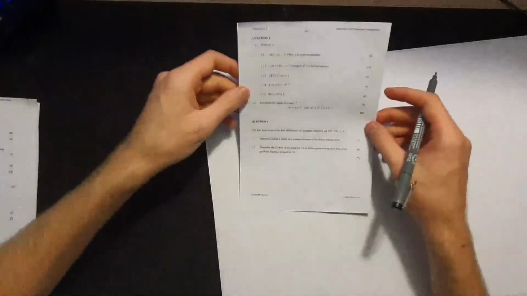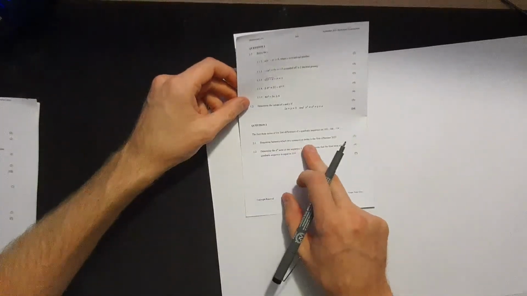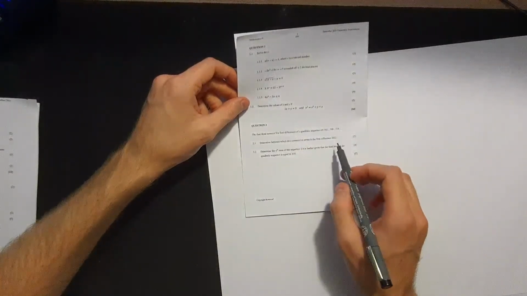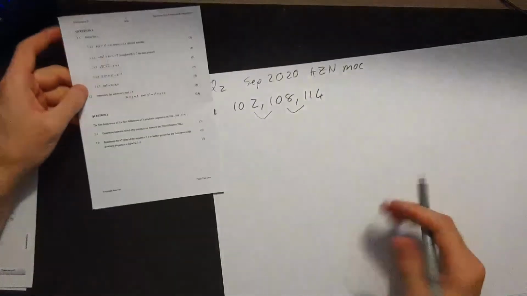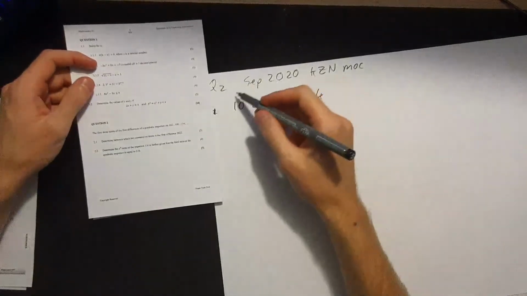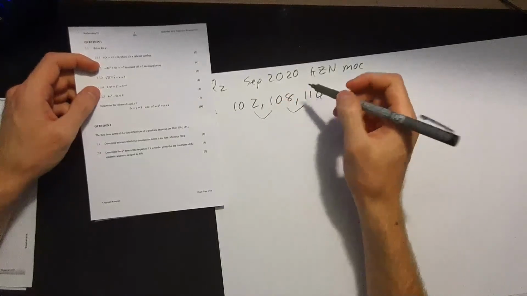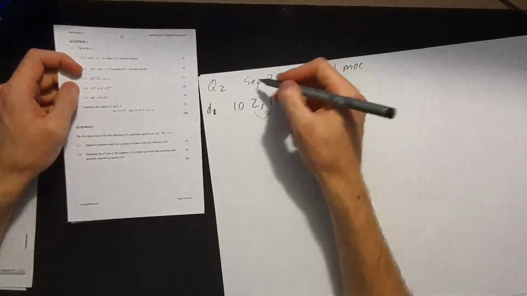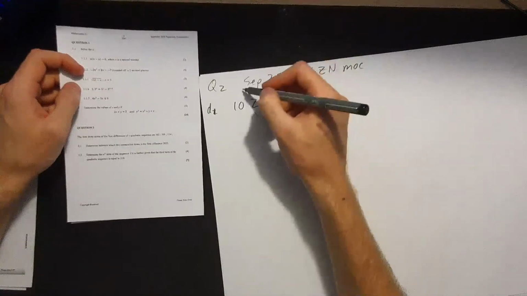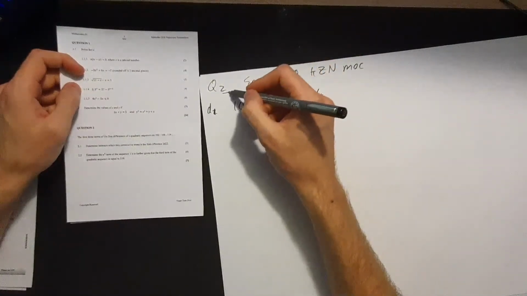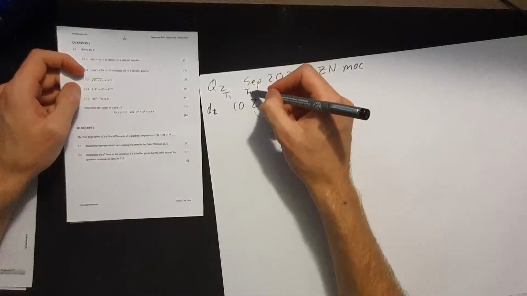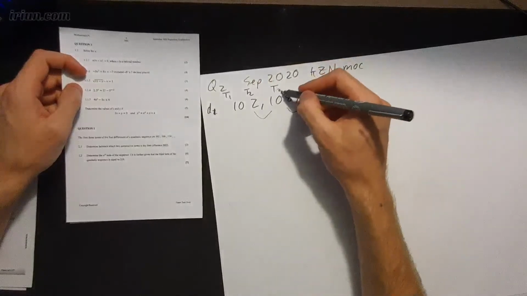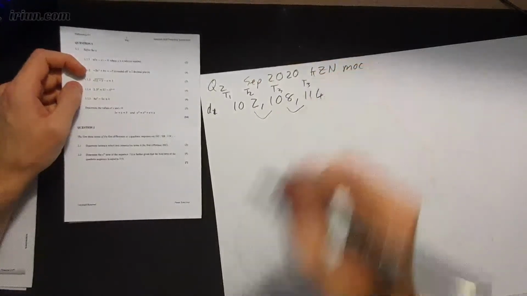Now 2.1 says determine between which two consecutive terms in the first difference will equal 2022. What you need to notice is that it's the first difference, not the second. So here would be the difference between T1 and T2. That would be the difference between T2 and T3. And then that would be the difference between T3 and T4.